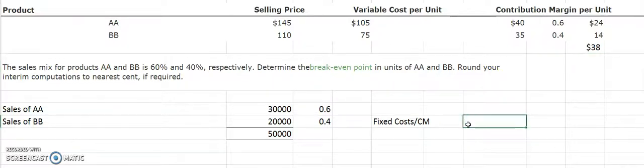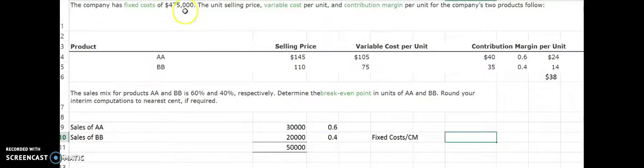So let's go plug it in. Fixed costs are $475,000, so that'll be our numerator. And then our contribution margin, after we multiply it by our sales mix and then add together, is the $38. So our break even in units total is going to be this 12,500. But we need to know what it is for both product AA and product BB.